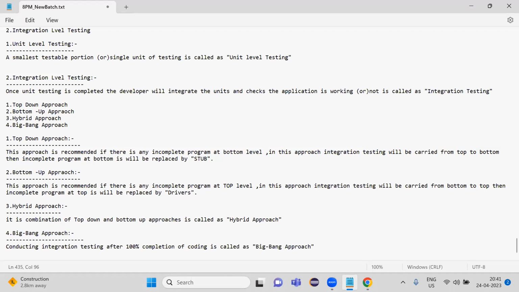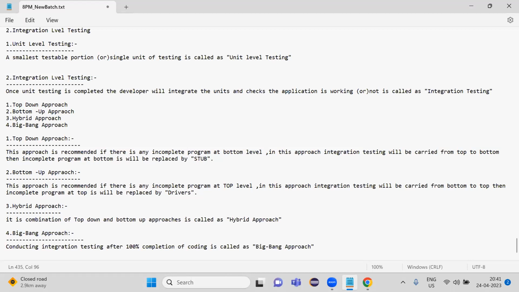Here it is divided into types of reviews: management review, technical review, code review, formal and informal. Coming to walkthrough, it is a step-by-step presentation conducted by the domain expert. Coming to dynamic testing, it is also called validation. Here it is conducted by three types: white box testing, black box testing, and gray box testing.